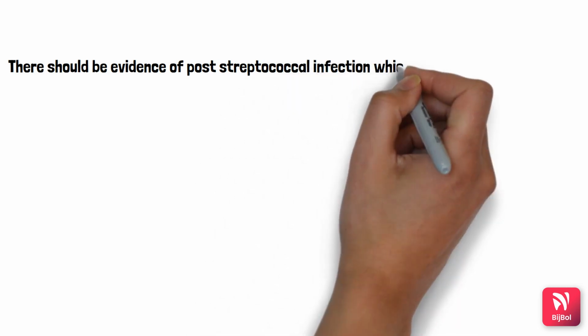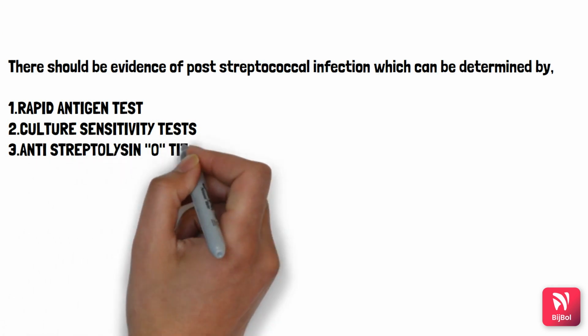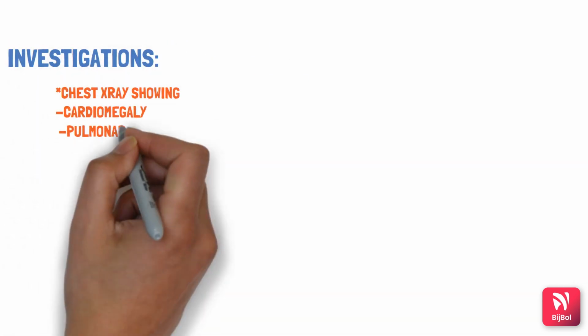There should also be evidence of post-streptococcal infection. Evidence of post-streptococcal infection can be determined by a rapid antigen test, let's call it RAT, which should be positive. We can also do a culture sensitivity test, which should also be positive. Next, we will look for anti-streptolysin O titer elevation. So again, there must be two major criteria or one major plus two minor criteria present to make a diagnosis of rheumatic fever.